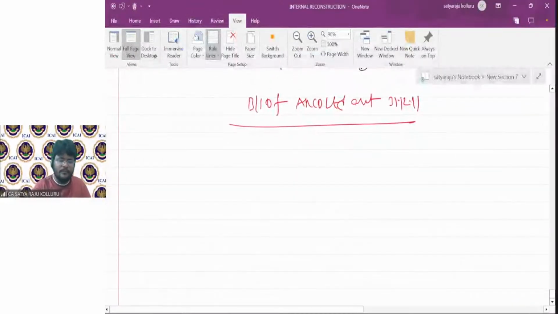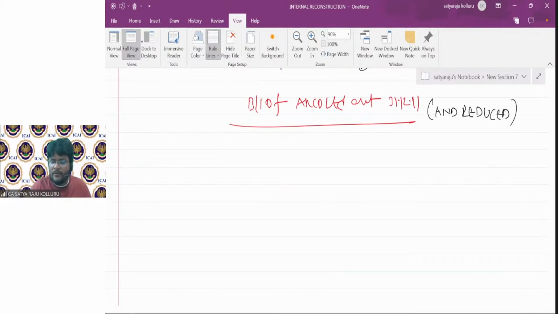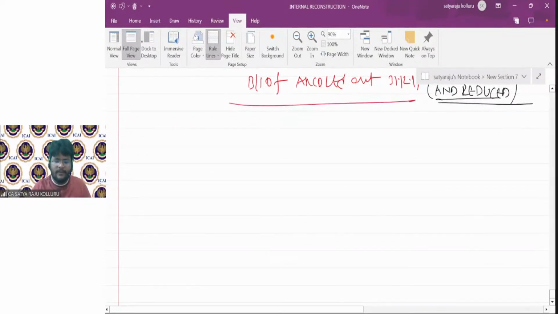Now, guys, don't forget to add the word unreduced. If you are not adding this word, then they will reduce your marks. Please, all of you add the word unreduced. Next, start with equity and liabilities.